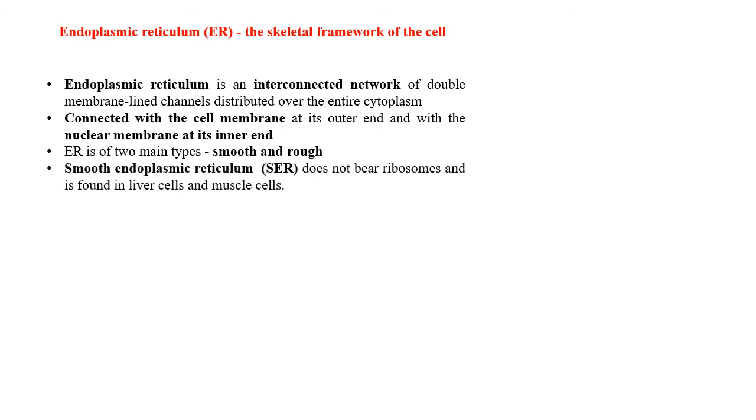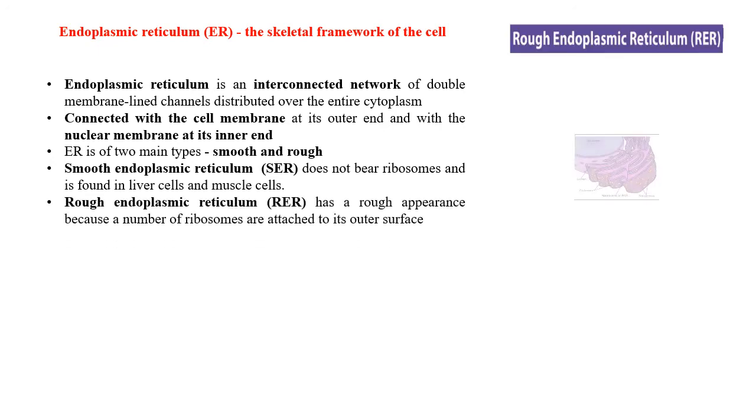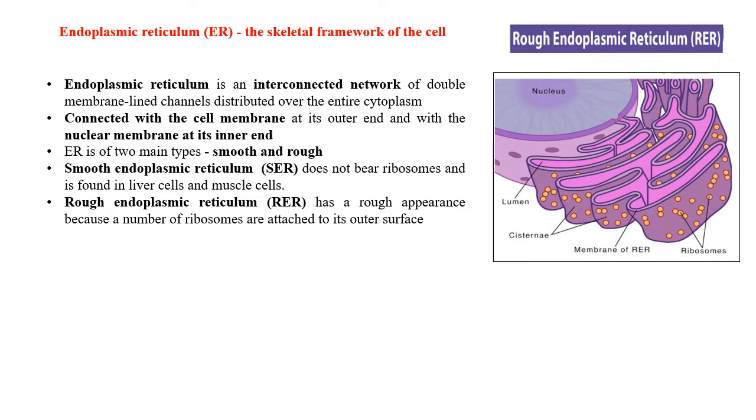Smooth endoplasmic reticulum, SER, does not bear ribosomes. This type of endoplasmic reticulum is found in liver cells and muscle cells. Rough endoplasmic reticulum, RER, has a rough appearance because a number of ribosomes are attached to its outer surface. It is very well developed in plasma cells, fibroblasts, and goblet cells.